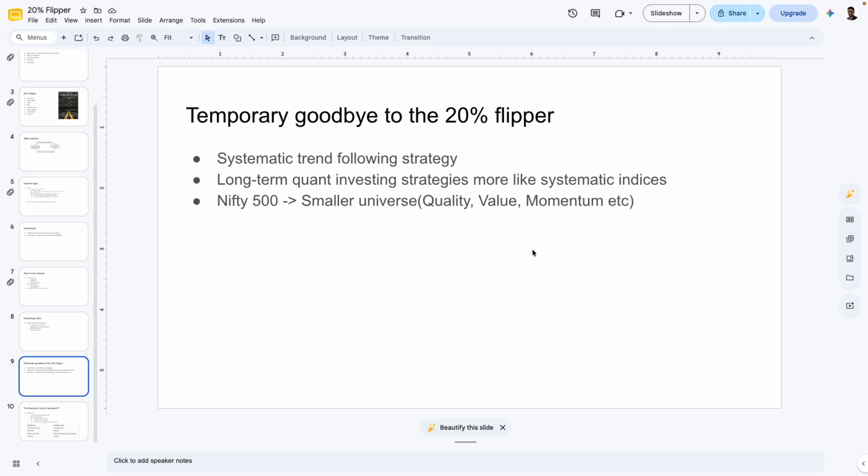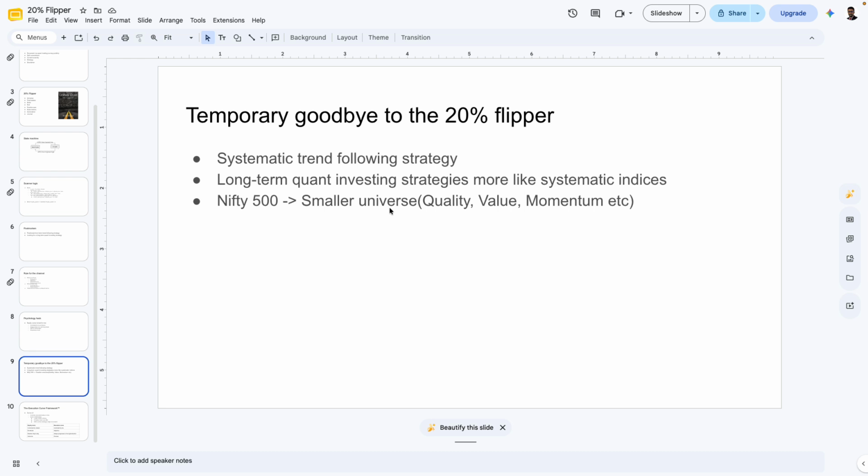Those strategies will be based on some themes. The fundamental ideas would be: pick quality stocks, pick value stocks, pick momentum stocks, and so on. This is the style that I'm exploring, and I want to have them in my portfolio for the next 4-5 years.